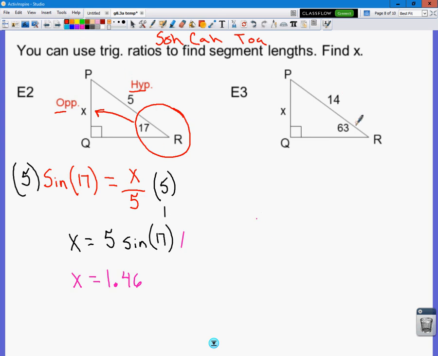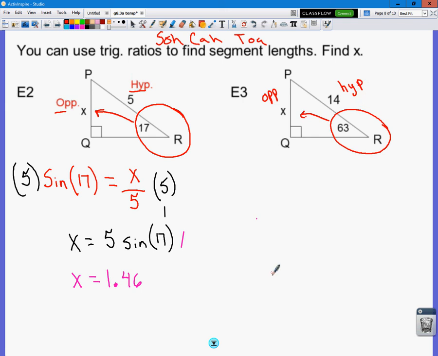Let's take a look at the next example. In order to decide whether I'm using sine, cosine, or tangent, I have to know where I'm going to start. They've given me an angle measurement, so I'm going to start by looking at the angle. Which pieces do I have? The opposite and the hypotenuse.